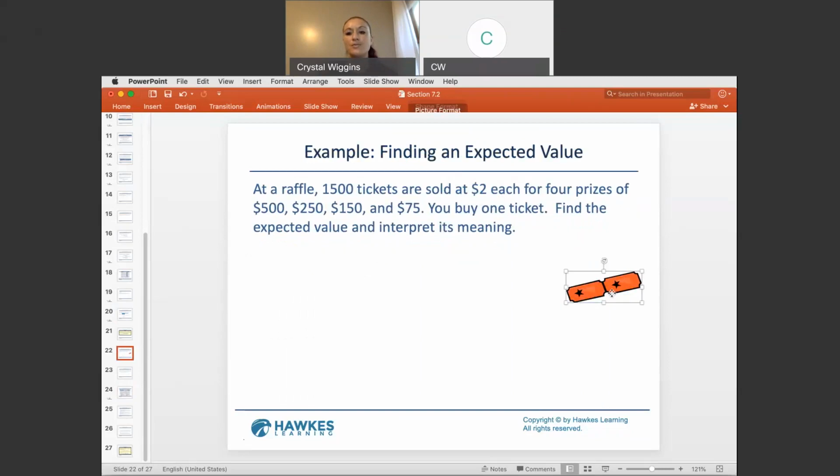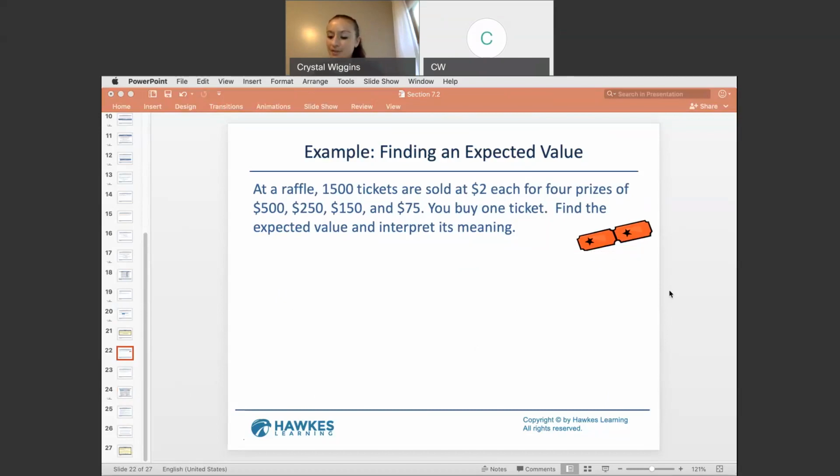This raffle will produce 4 prizes: $500, $250, $150, and $75. You purchase one of the tickets. Find the expected value of that ticket you are holding in your hand. So let's walk through all of these steps in order to calculate this. And I want to do this one with you so you understand how to do this from the jump.